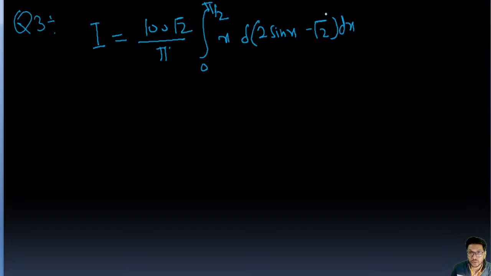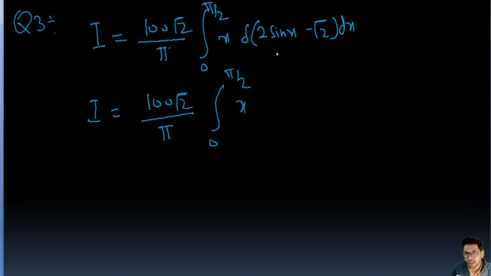I equals 100√2/π times the integral from 0 to π/2 of x δ(2 sin x − √2) dx. This is the question, so we will solve it now. Here we take 2 as common: 2 times (sin x minus √2/2), and √2/2 is going to be 1/√2.